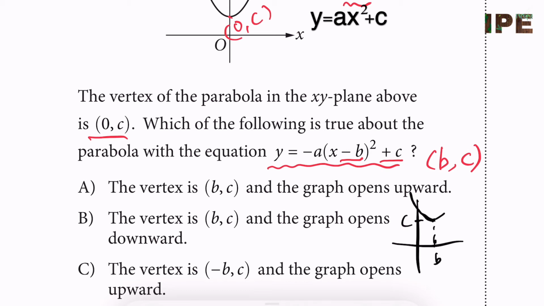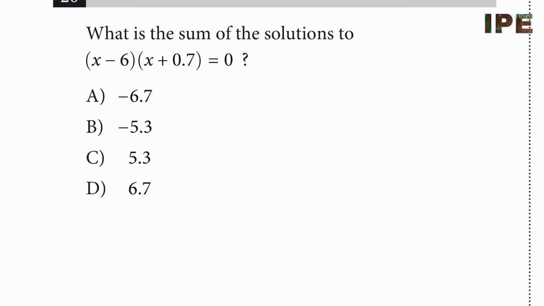It is the vertex point. So the vertex is going to be b, c, and then it is negative a here, right? A was positive. A was the original leading coefficient. That was positive because the given graph opens up, but now they ask you to graph negative a times something, so the leading coefficient is negative now. It's supposed to open down now. So the vertex is b, c still, but the direction is opening downwards. So the vertex b, c and the graph opens downwards. B is the answer.